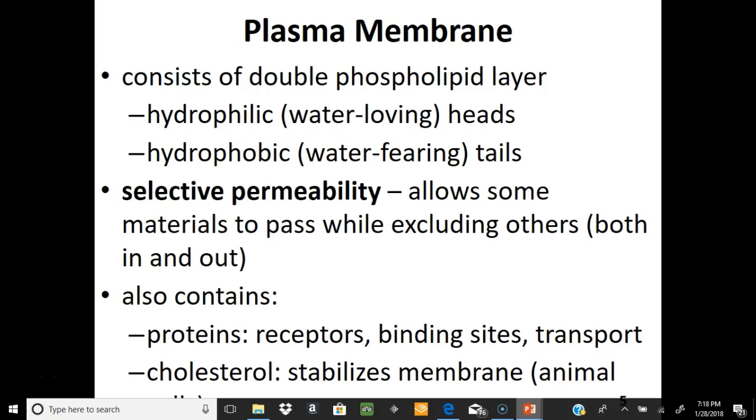Depending on the type of plasma membrane, you're going to have some form of a sterol that will stabilize and strengthen the membrane. For animal plasma membranes, we have cholesterol. But in bacterial plasma membranes, they have a different molecule. It's called a hopanoid, H-O-P-O-N-O-I-D. And in fungus, we have ergosterol. So there's a different form of the sterol molecule that stabilizes the membrane, but they all have a stabilizing molecule.